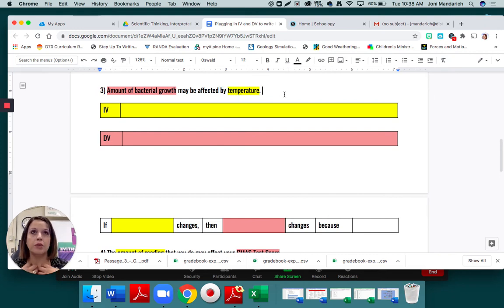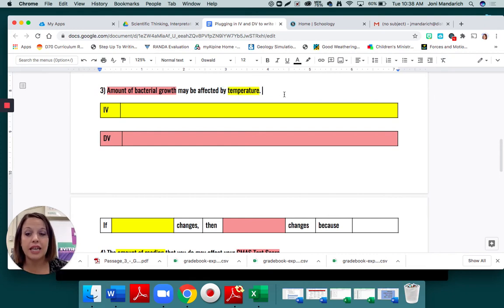Okay, this is where I'm going to have to think back. What was my definition of independent variable? My IV is the thing that changes from trial to trial. Can I really manipulate or change the amount of bacterial growth? No, because it's happening as a result of my change, which means that's my dependent variable.